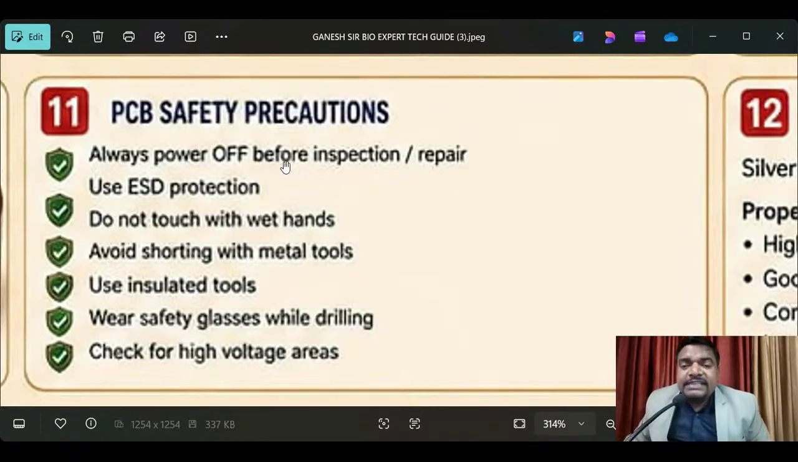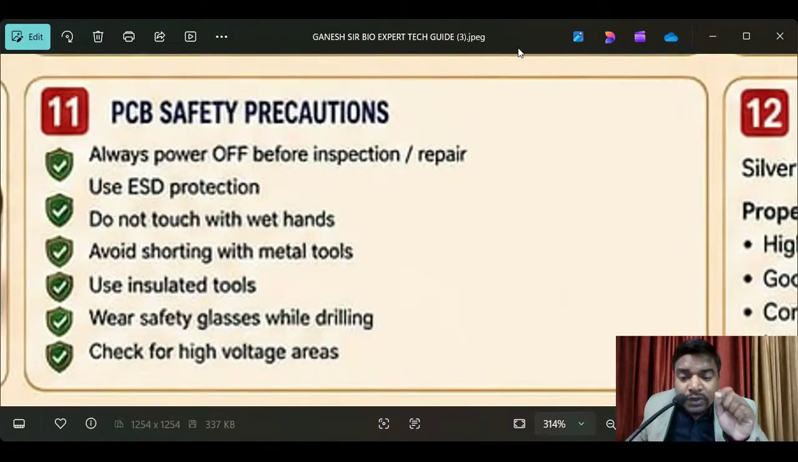Now see here, PCB safety precautions: always power off before inspection or repair, use ESD protection, do not touch with wet hands, avoid shorting with metal tools, use insulated tools, wear safety glasses while drilling, and check high voltage areas. These are very, very important.